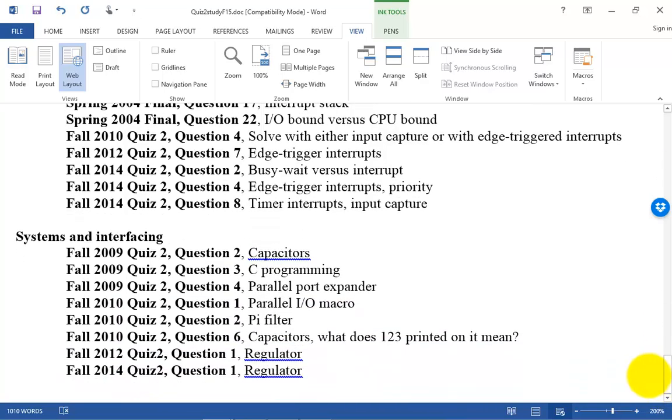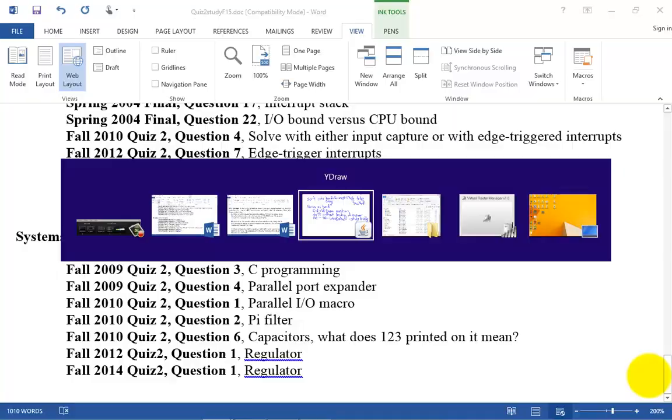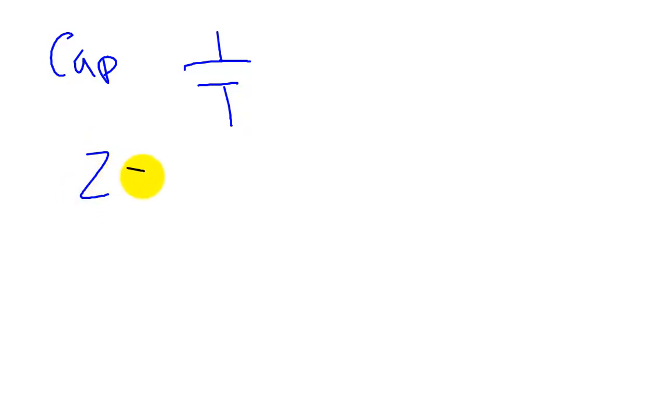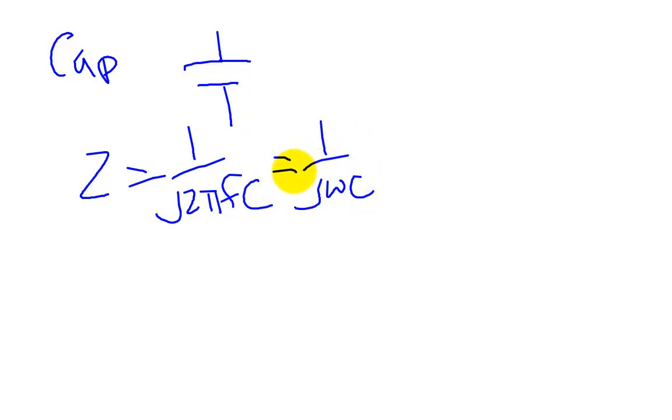You know I'm going to ask about capacitors, right? I expect you to know some things. All right, list the things I want you to know. Impedance is 1 over j omega. Yeah, Z equals 1 over j 2 pi f C. Yep, that's it. I want that. What else do I want? Or 1 over j omega C, right?